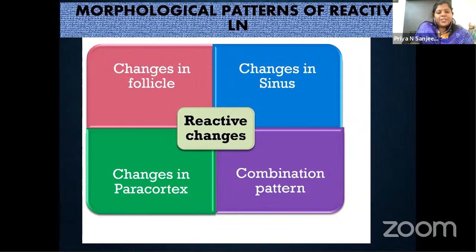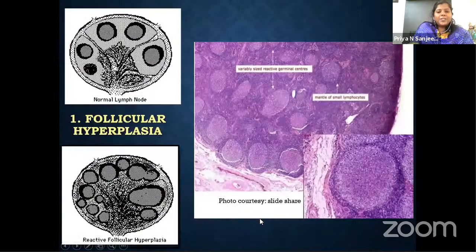And there can be changes with respect to the follicle or sinus, paracortex. So, or there can be combination of events. So let us see the morphological patterns. The first one is follicular hyperplasia.